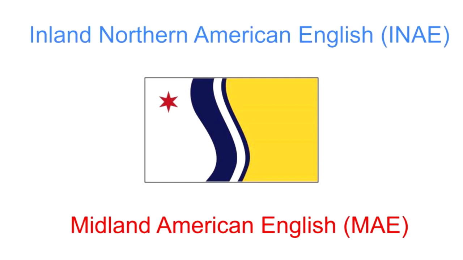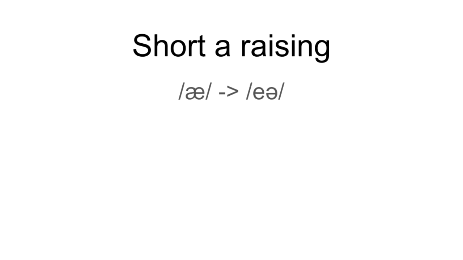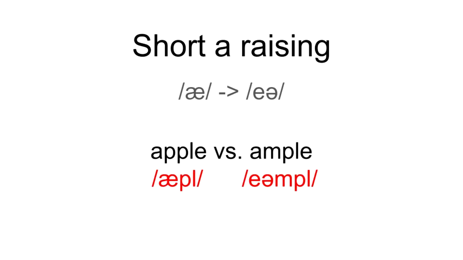For example, a phenomenon known as short A raising, in which the short A sound, "ah," is pronounced more like an "eh." In Midland American, this only occurs before nasals. So, for example, take "apple" and "ample," where the second A is raised. In the Inland accent, though, A is raised everywhere. Instead of having "apple" and "ample," you'd have both of them get raised.